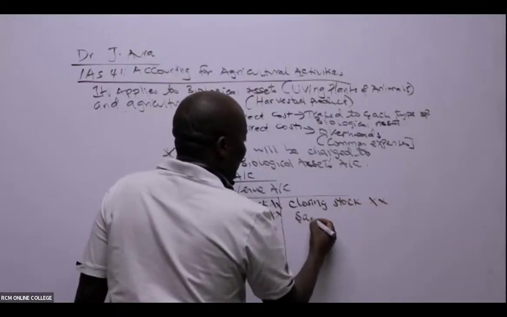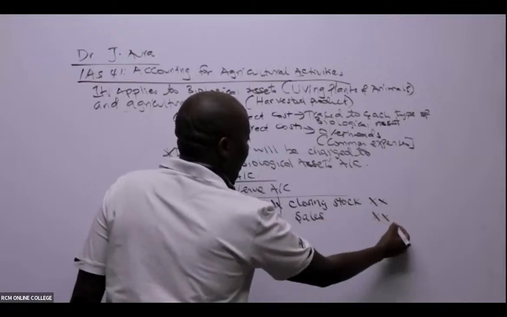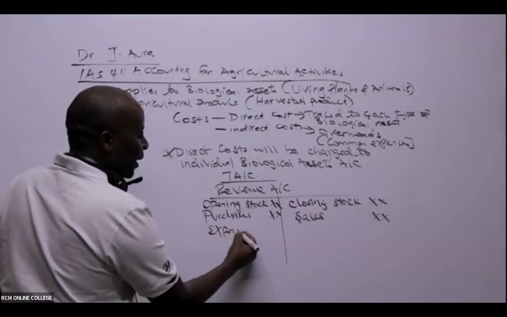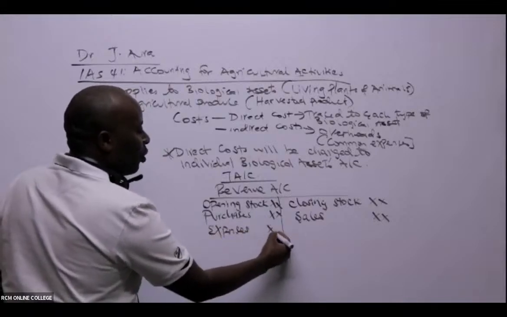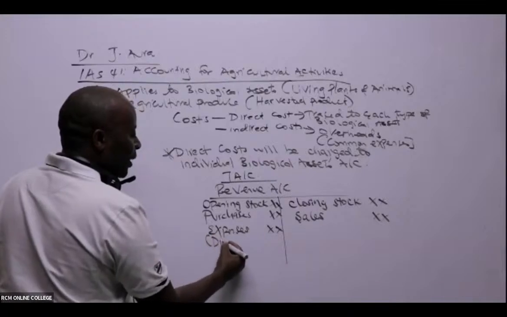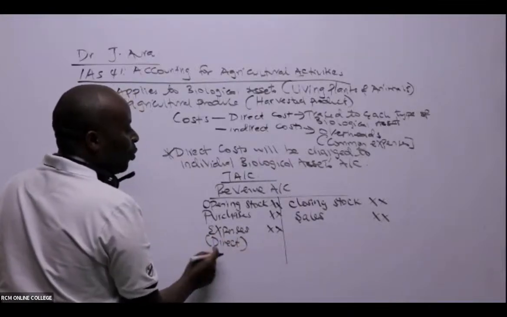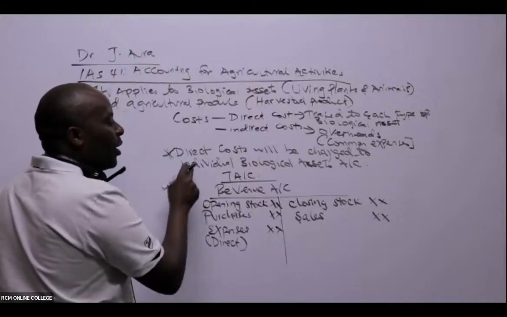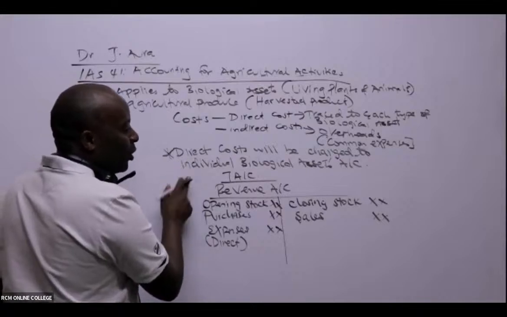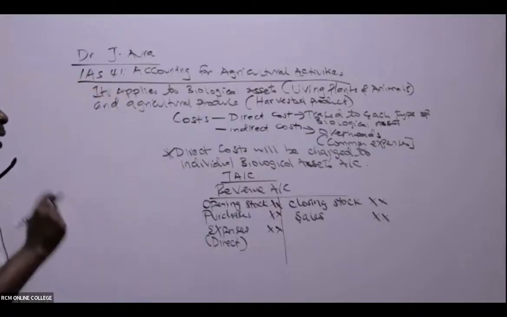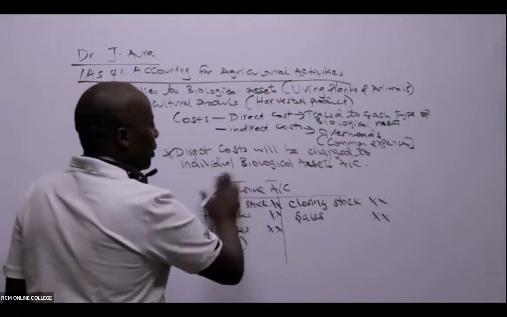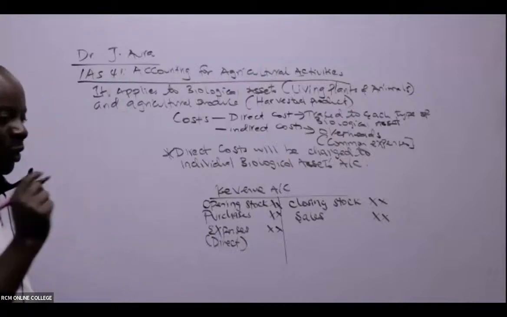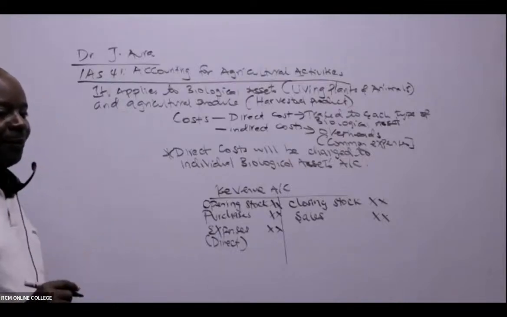And then we have sales, which will be credited here. And then, of course, the direct expenses. Direct expenses, all of them will come here. These are direct expenses. We always charge them to the individual revenue account of each biological asset. So remember, this is our usual T account, the revenue account for our biological assets.